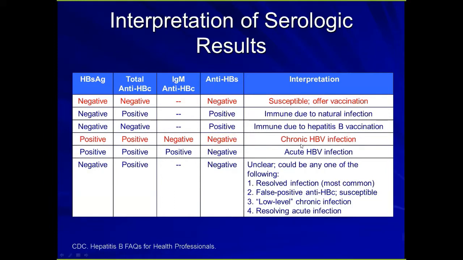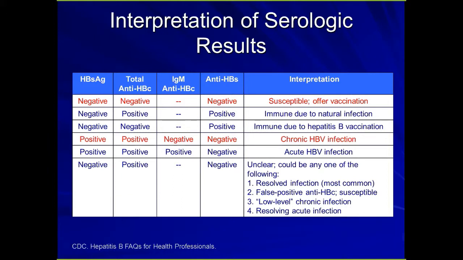This positive means they have chronic HBV infection. One of the questions that comes up frequently is, what if this is isolated core antibody positive? Well, it could be different reasons. Number one, resolved infection. That means they got infected, they cleared the virus, but they just did not get enough of a surface antibody. Or a false positive, or low-level chronic infection, also called occult infection. So anytime you have the core antibody positive, you have to assume that they've been infected.